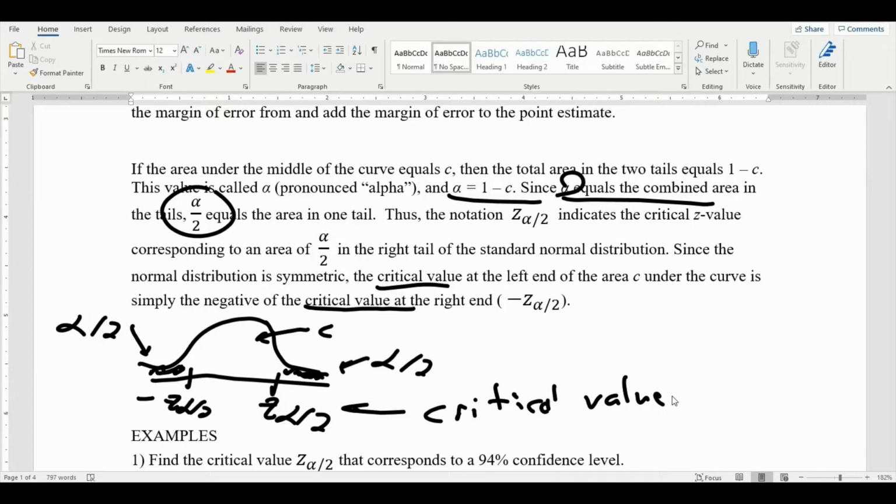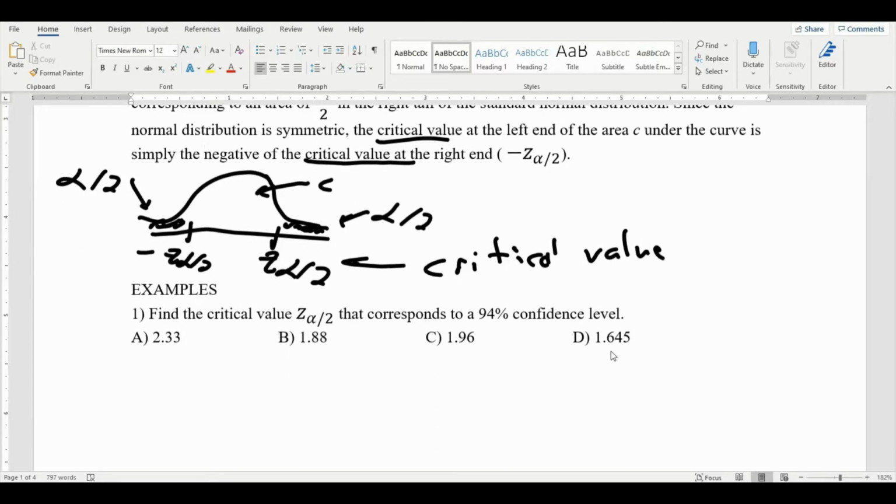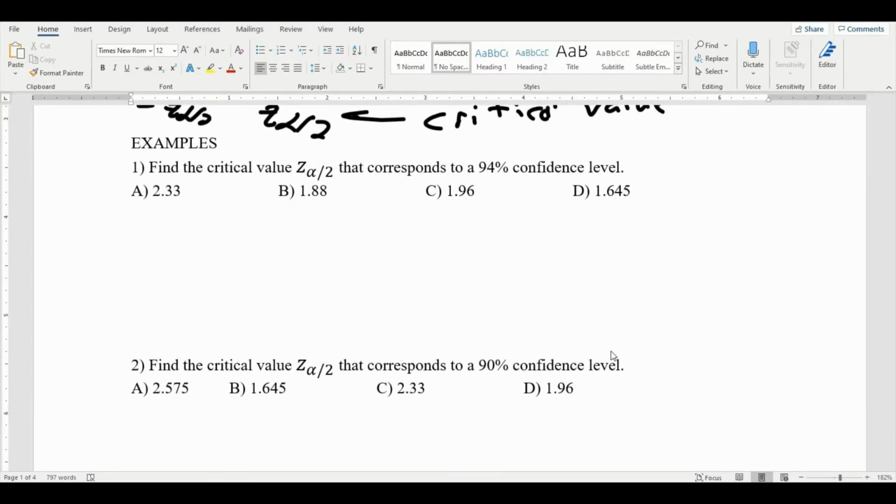Some books use Z asterisk, and that's okay. So to give you an idea of what's going on, here's a couple of examples to start with before we start finding confidence intervals. We're going to find the Z alpha over 2 that corresponds to a 94% confidence level.